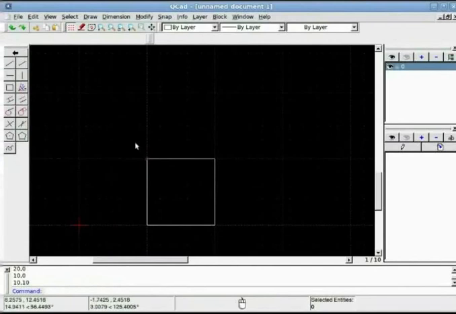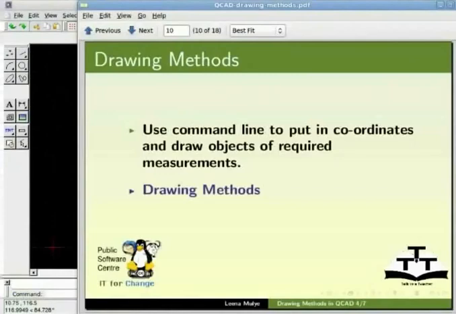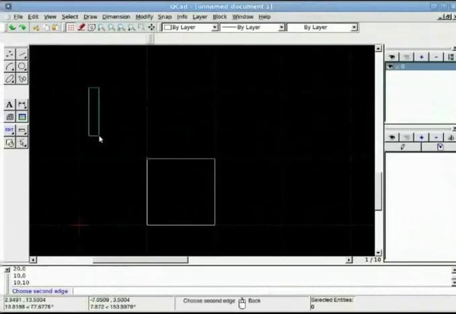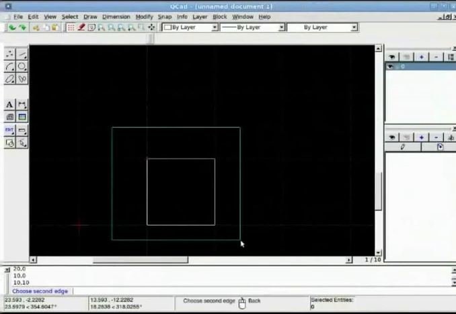Rather, Qcad offers easy methods to draw objects with. First is the relative coordinate system. It uses coordinates that are relative to the last point designated rather than the 0, 0 point of the drawing area. The @ symbol is used to enter data using the relative coordinate system. Let us try drawing this previously drawn square using relative coordinate system.